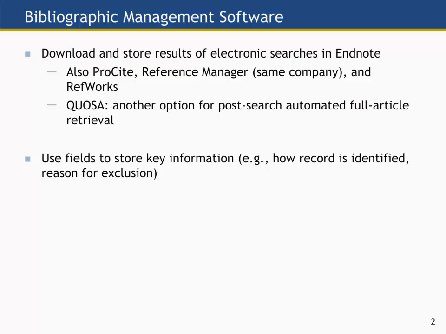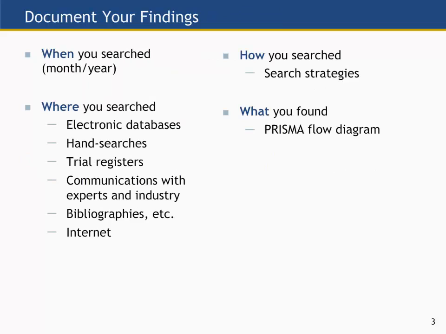Any of these sources have fields that you can use to store key information about the search that you've run, whether you've included or excluded a citation. And that brings me to a review of what it is that you need to record to document the search that you're doing. You need to record when you did the search, the day and the month and the year, which sources you used, which databases, the exact strategy that you used. So in PubMed, for example, you would record something that looked like what you saw in the search details field that I showed you some slides ago.